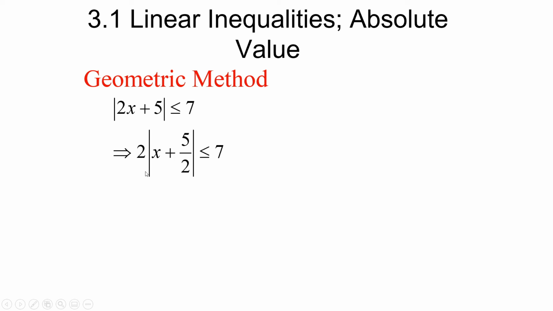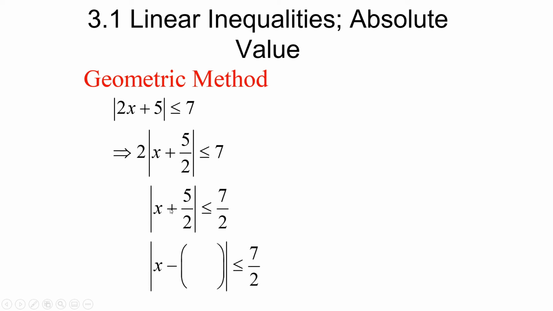All right. How about now? Let's divide both sides by 2 to get the absolute value of x plus 5 halves is less than or equal to 7 over 2. Now, I need an x minus a number, and I see x plus a number. So can I rewrite this like x plus 5 halves? Isn't that x minus -5 halves? And there's my inequality. Remember how we say this now. The distance from x to -5 halves is less than or equal to 7 halves.